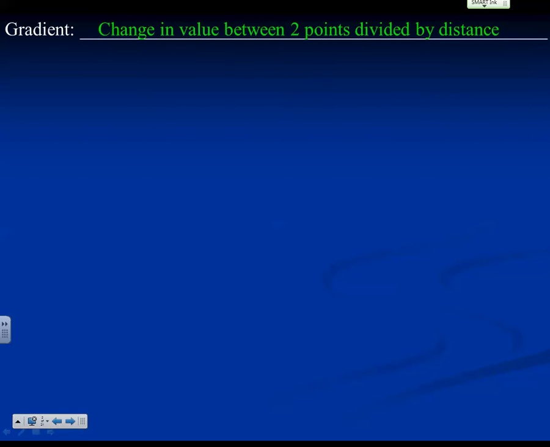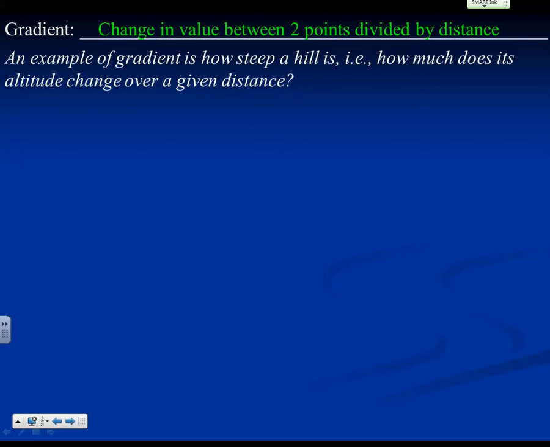We learned this formula earlier in the year in the topographic maps unit, but once again, gradient rears its head. Gradient is the change in value between 2 points divided by the distance. Your reference tables has that formula right in the cover. Change in field value over distance. An example of gradient is how steep a hill is. How much does its altitude change over a given distance?